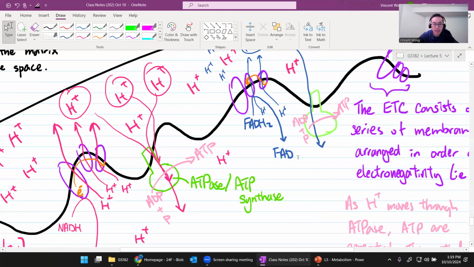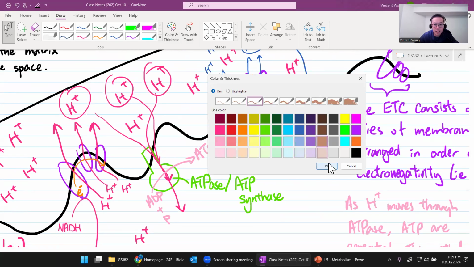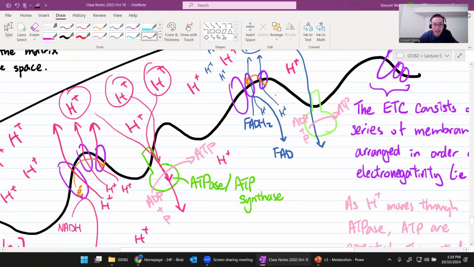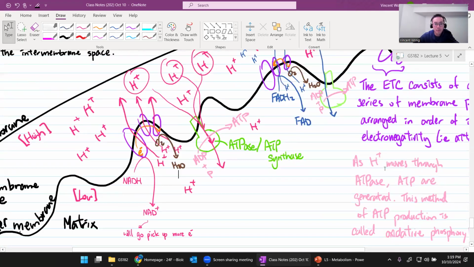So that would be the job of oxygen. It's getting really messy here, but let me just try to find a spot for it. Here is oxygen. Oxygen is going to pull the electron off and become water. I'm going to write a quick note here. O2 is called the final electron acceptor.